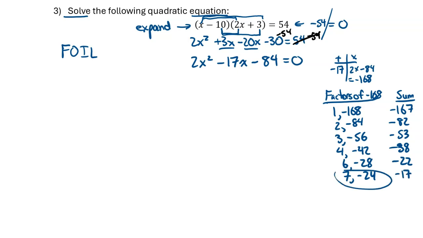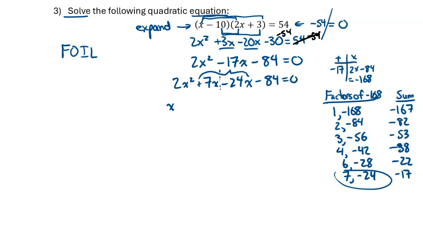Awesome. So that means that negative 17x is going to be decomposed into 7x and negative 24x. So you can see that I'm breaking that down into those two terms there, just as shown, and that's the same thing as the line above it.